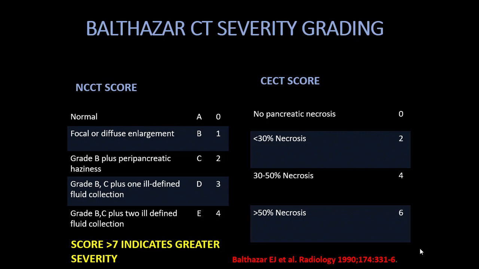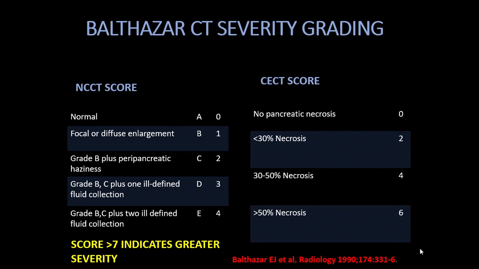Normal is grade 0. If there is focal or diffuse enlargement, it is graded 1. Focal or diffuse enlargement plus peripancreatic haziness is given grade 2. Grade B, C plus one ill-defined fluid collection gives a score of 3, and B, C plus two ill-defined fluid collections gives a score of 4.